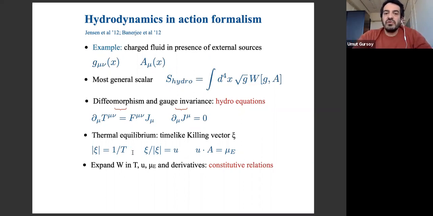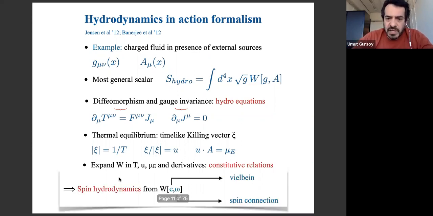And then this is going to be the total number of degrees of freedom, which are the dynamical variables, whose number matches the number of equations you have in your system, and then the rest is just writing down constitutive relations and solving the system. Okay, so that's the idea.